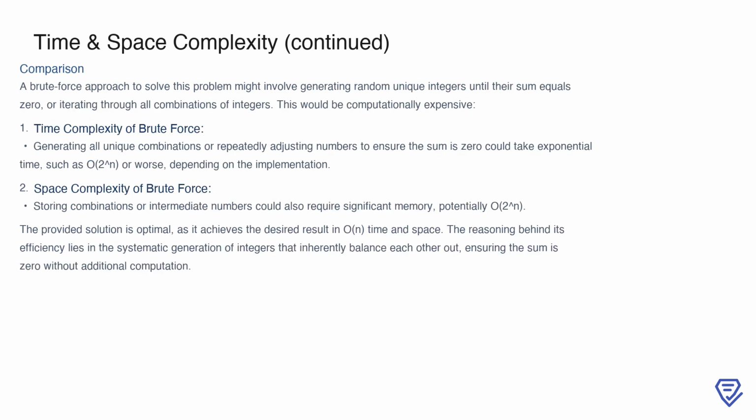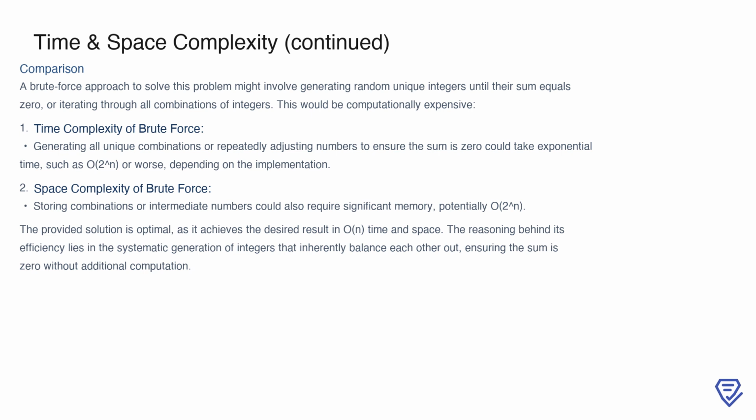When comparing this approach to a brute force method, it becomes clear why the current solution is optimal. A brute force approach might involve generating random unique integers until their sum equals 0 or iterating through all possible combinations of integers. These methods are highly inefficient. For example, generating all unique combinations or repeatedly adjusting numbers could take exponential time, such as O(2^n), or worse, depending on the implementation.